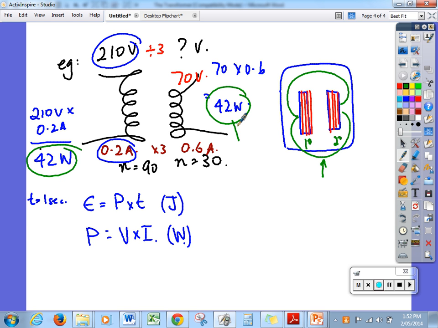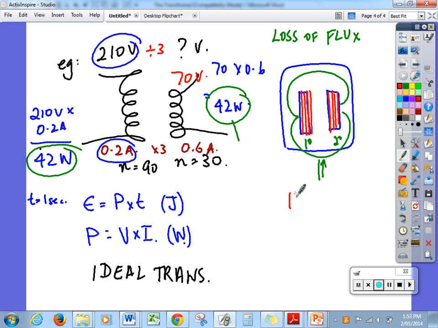We call this situation, when you're doing it theoretically and both sides are equal, an ideal transformer. A non-ideal transformer, which is a real-world transformer, always has heat generated or loss of flux. So we lose energy in two forms. It's loss of flux, because the flux leaks out, or we generate heat because of eddy currents.